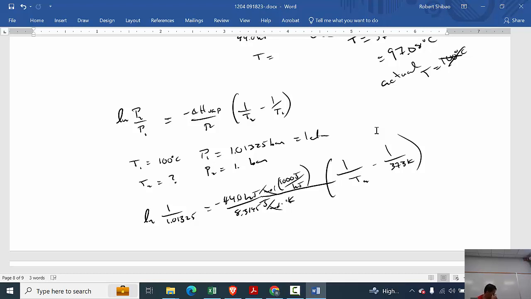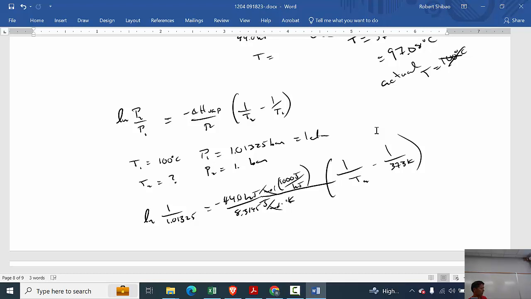Did I get the sign screwed up? Yes, I did. I screwed up my sign. Let me subtract 373 inverted. So the sign, it's positive. All right. Let me just do it one more time. I wasn't keeping track of the sign.